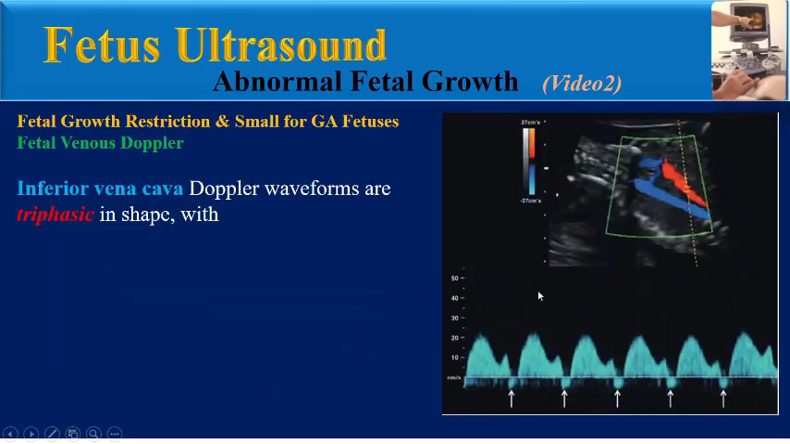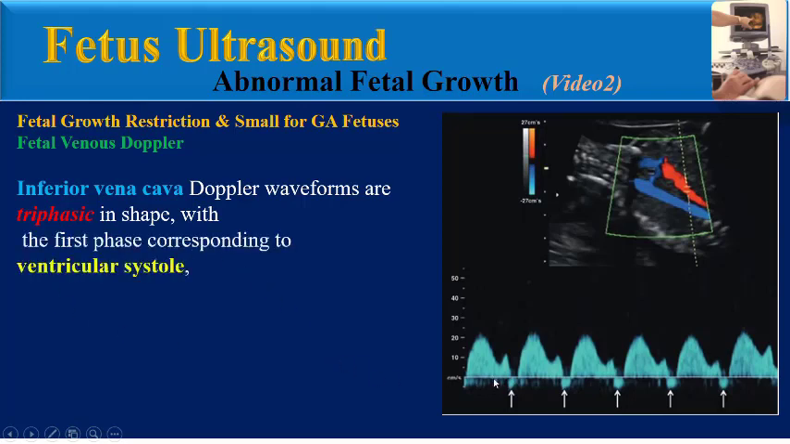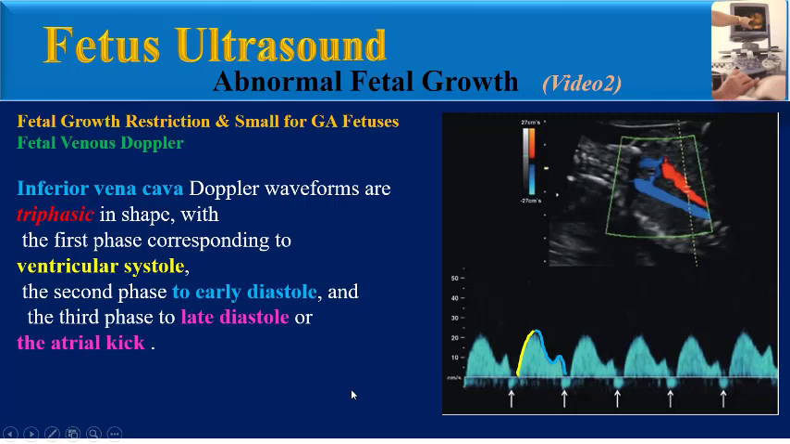Inferior vena cava Doppler waveforms are three-phasic in shape, with the first phase corresponding to ventricular systole, the second phase to early diastole, and the third phase to late diastole or atrial kick. This image shows Doppler waveforms of the inferior vena cava in a normal fetus in the third trimester of pregnancy. Note the presence of reverse flow during the atrial contraction phase of diastole.